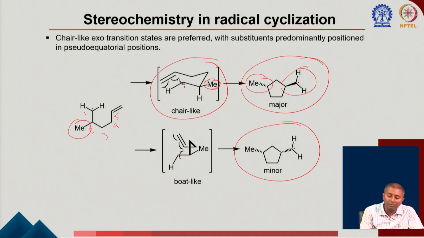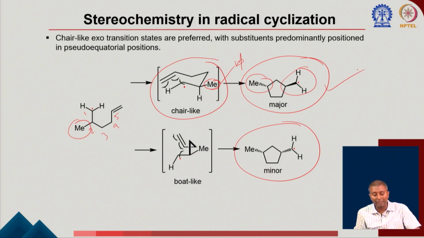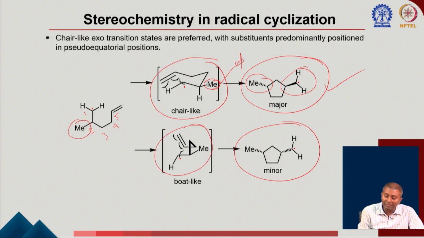Now if you see the radical cyclization happening, this double bond is actually down here. So this methyl and this methyl will be in the opposite phase. This methyl will be up and the methyl that is going to form will be down, getting to this product. In the other case, if you go for a boat-like transition state, only then do you have a chance of the minor product, but this transition state will have a higher energy.